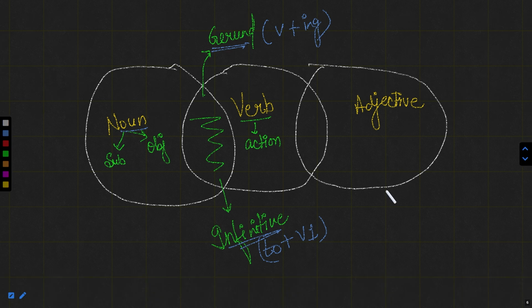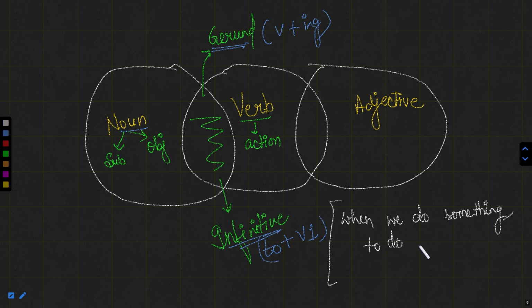For example, if I say, let me just write this over here. When we do something. So this is the key line. So you must keep this in mind. When we do something to do something, if this is the situation to do something, and we are using a structure of 2 plus verb 1, this is known as infinitive.